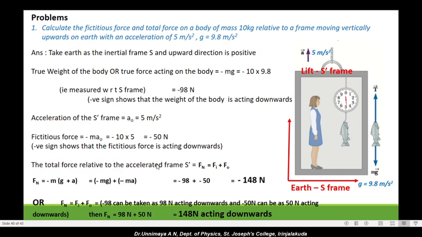What is total force? Total force related to the accelerated frame S prime is equal to Fn equal to Fi plus Fo. That is minus 98 plus minus 50. That is minus 148 Newton. Fi plus Fo, how much does it come? Minus 98 minus 50. That is minus 148 Newton.